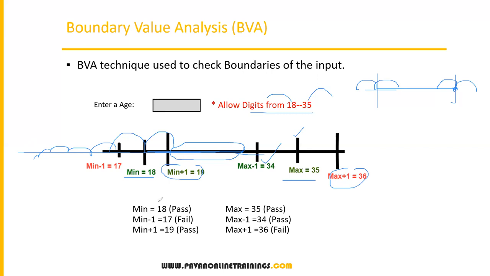So here we will test only 6 parameters: minimum, minimum minus 1, minimum plus 1, maximum, maximum minus 1, maximum plus 1. That's it. Among the 6 parameters, only 2 cases will fail. Minimum minus 1 will fail, and maximum plus 1 will fail, and the rest of them should pass. By considering this kind of technique, we can prepare the test data. Boundary value analysis mainly focuses on the boundaries of the value, not the exact value. I'm talking about boundaries, not the value. That is the boundary value analysis technique.